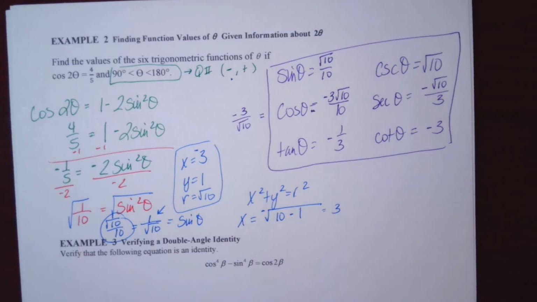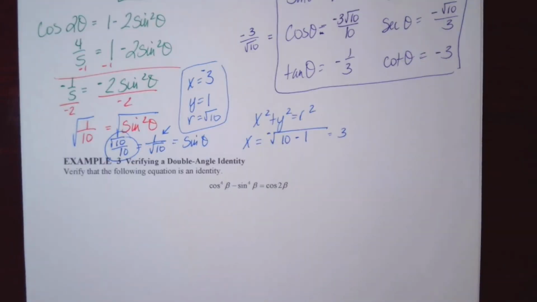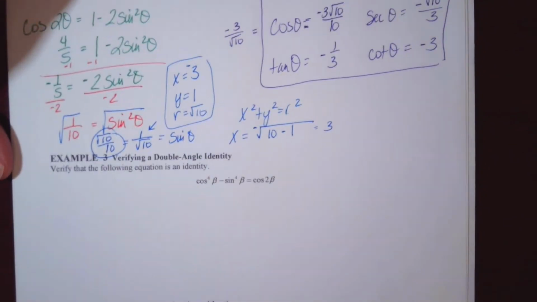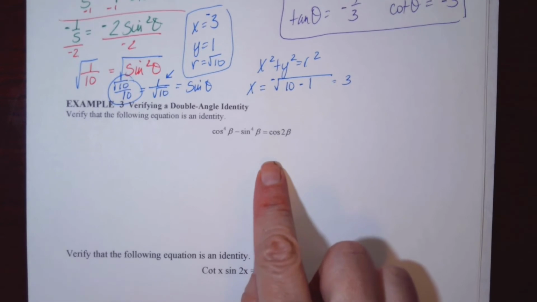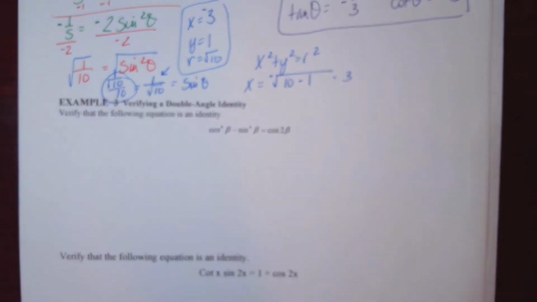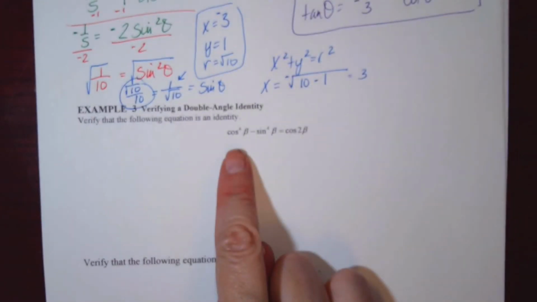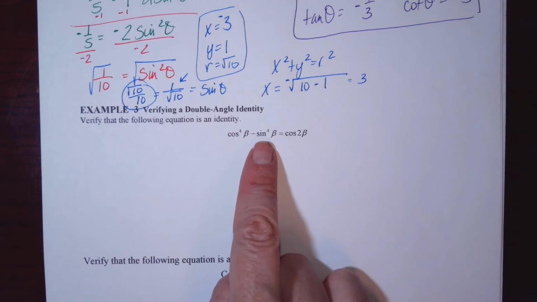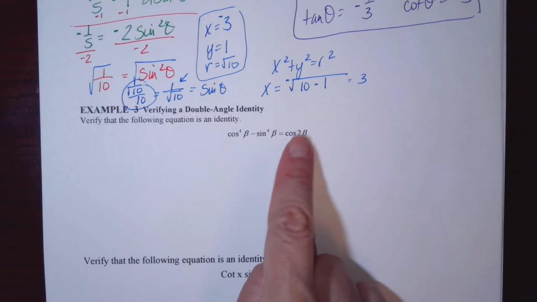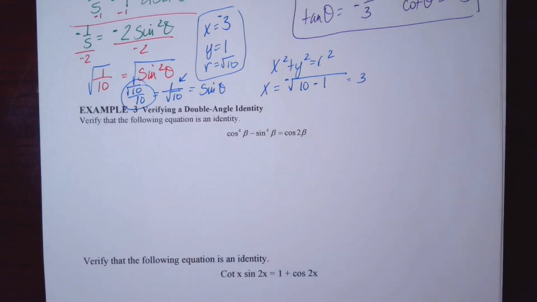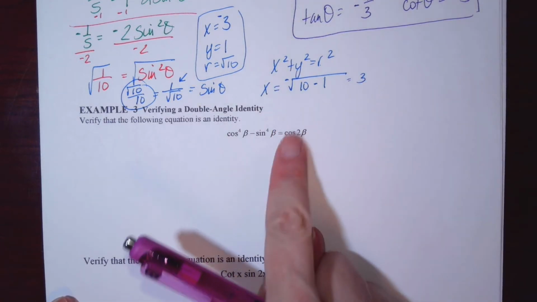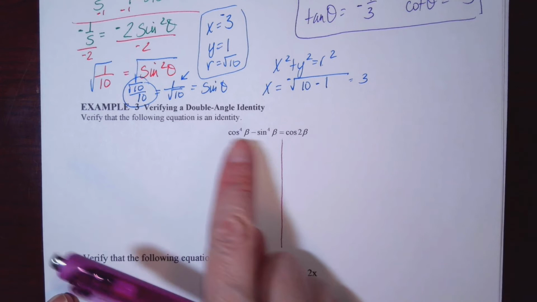Alright, let's do some verifying. If we verify double angle identities, we're going to make use of our algebra solving and factoring skills that we know. Over here, I've got cosine to the 4th beta minus sine to the 4th beta equals cosine of 2 beta. So I want to end up with this double angle, but I've got 3 different directions to head here and I don't know which way to go. So we're going to start over here.